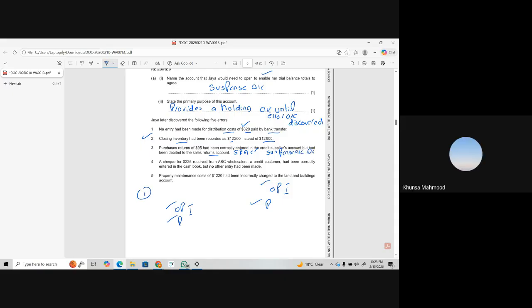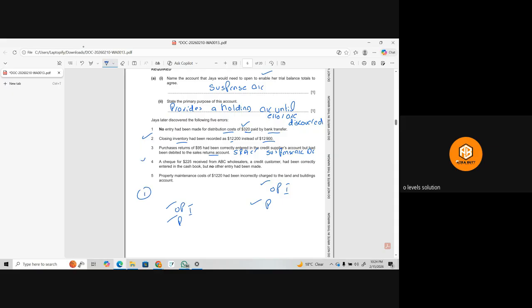Okay. Then once again, we have to do the entry with the purchase return as well. Because the purchase return of $95 had been correctly entered in the credit suppliers account, but had been debited to the sales return account. So we need to make this entry as well: purchase return account $95 will also be credited. So it means that in the suspense account, we need to write 190, 95 plus 95, so 190.